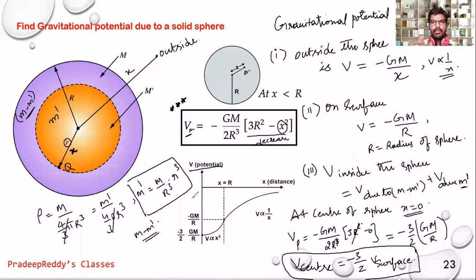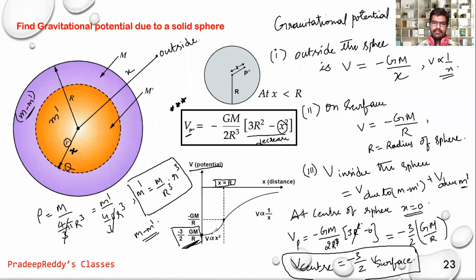Actually, in all graphs, you can take it either with positive magnitude or with negative magnitude. If you are taking gravitational potential with negative magnitude, then you need to plot the graph in the fourth quadrant. If you are taking only the magnitude without the negative sign, then you will get the graph in the first quadrant. So here the potential at the center is the maximum value. It is 3 by 2 times that of the potential on the surface. Gradually it decreases up to the point where it reaches the surface, when x is equal to R.